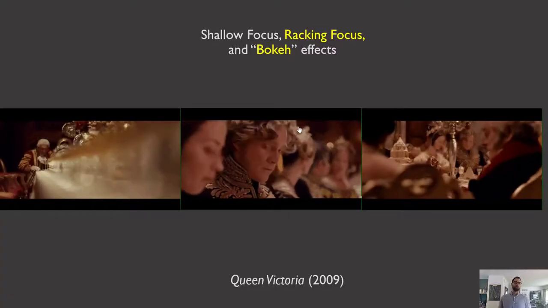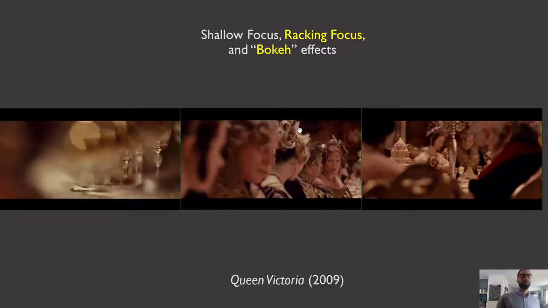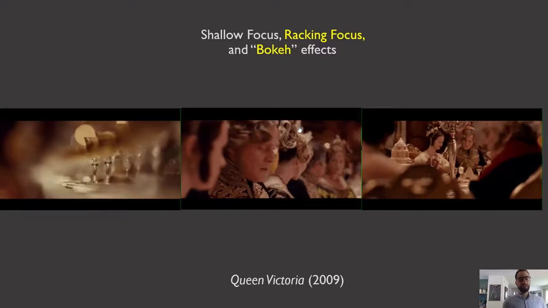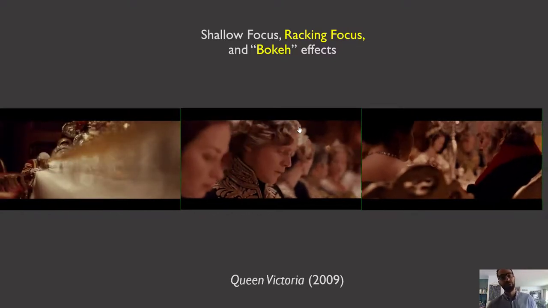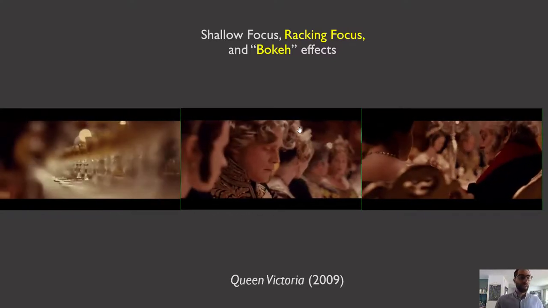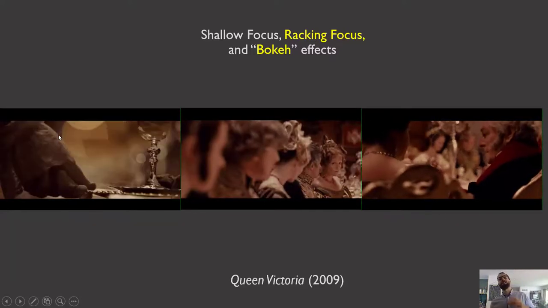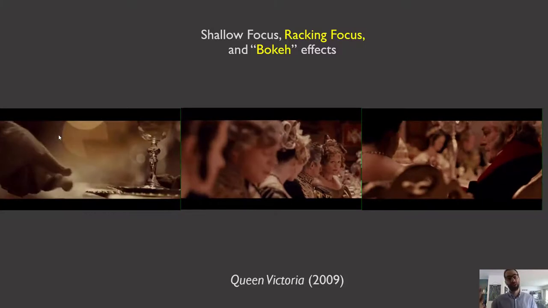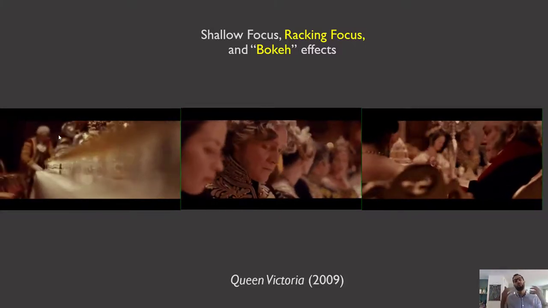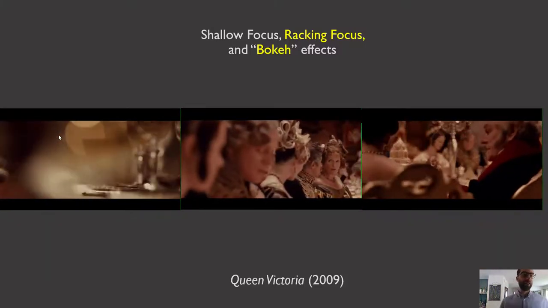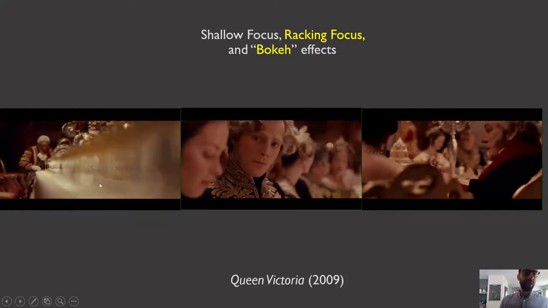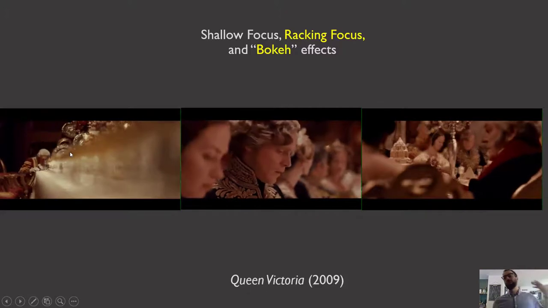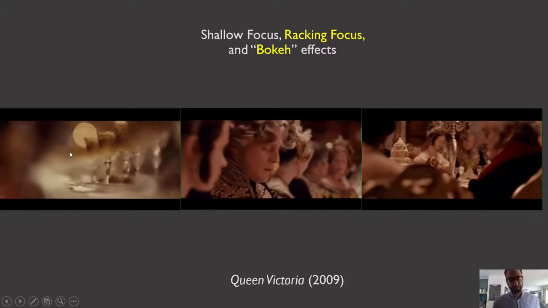Now a few more terms. Shallow focus, racking focus, and bokeh effects. So when we have effects like this in Queen Victoria from 2009, within one shot, an object's focus changes to another object's focus, we can generally call that racking focus. And the kind of effects that happen, these kind of circles that are the result of very, very shallow focus, we generally can call bokeh effects.